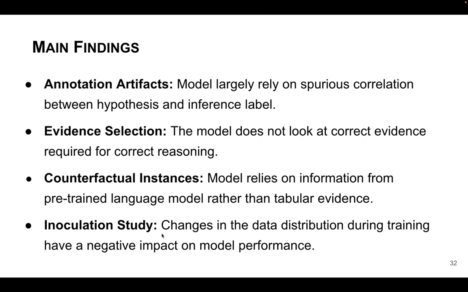In addition, we also did an inoculation study where we fine-tune our model on such adversarial settings, each of the probe settings, and see if the model can become more robust. But we found that the model, although it improved performance on the adversarial sets, all these counterfactual, evidence-based and annotation sets, started degrading performance on the original alpha 1, alpha 2, alpha 3 sets. That means that fine-tuning introduces a data distribution shift, which has a negative impact on model performance. So the model has shifted to learn artifacts and other patterns from this data rather than becoming more robust in general.